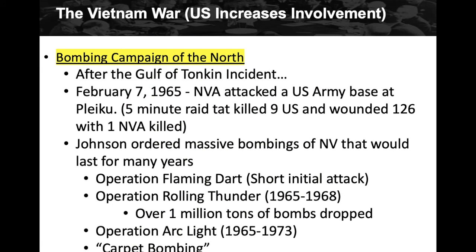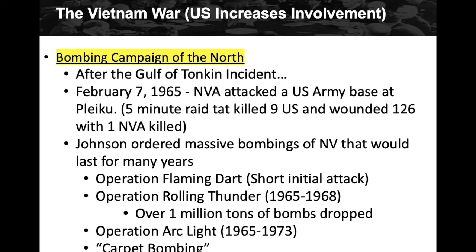So after the Gulf of Tonkin incident, one of the first things that takes place because of the resolution was the bombing of North Vietnam. February 7, 1965, the NVA attacked a U.S. Army base at Pleiku. It was a 5-minute raid that killed 9 U.S. and wounded 126, with 1 NVA killed. So if you think about the numbers there, you have 9 U.S. dead with 126 wounded and 1 NVA soldier killed. So that doesn't look good for the United States.